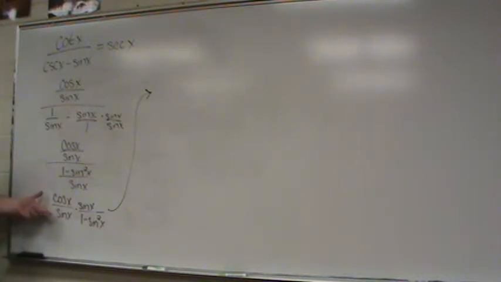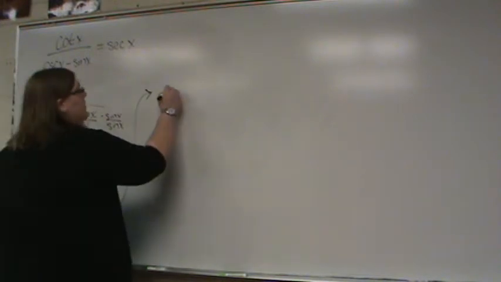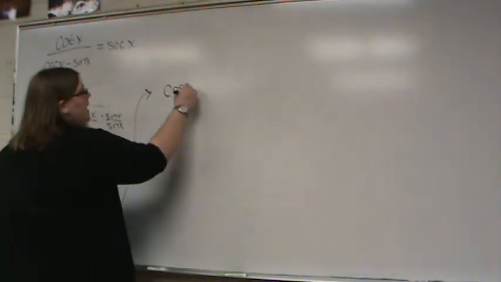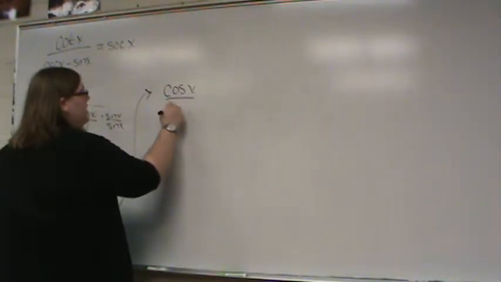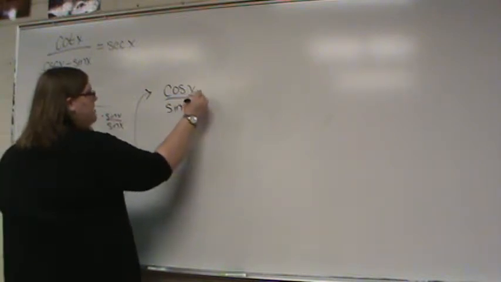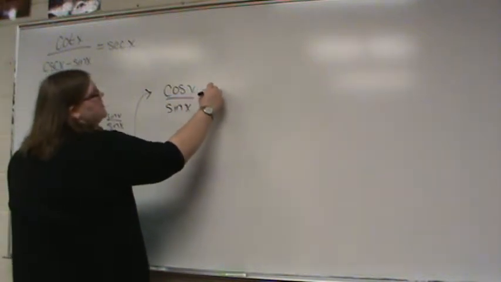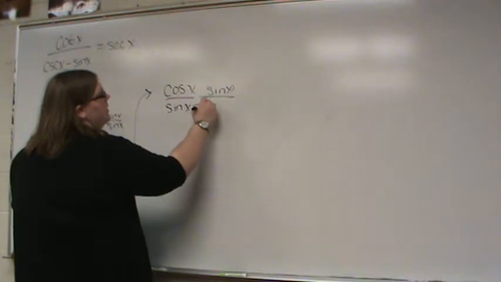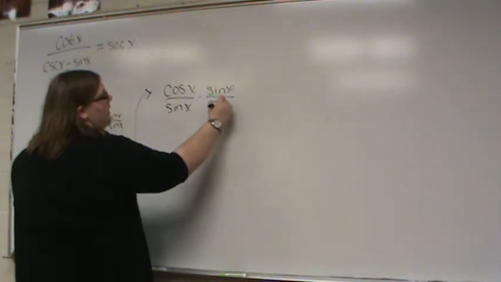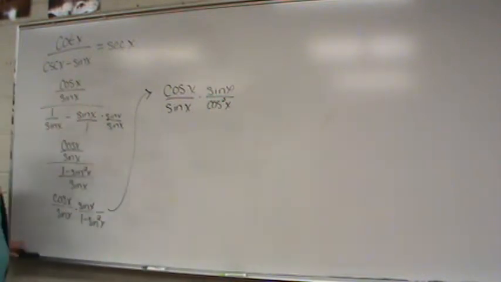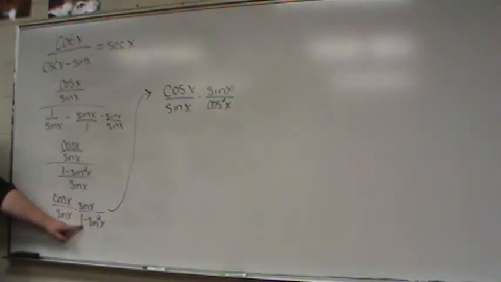Okay. So Jasmine just said that we can rewrite 1 minus sine squared x as cosine squared x. So we're going to have cosine x over sine x times sine x over cosine squared x. That's just rewriting that bottom term, using our first Pythagorean identity again.